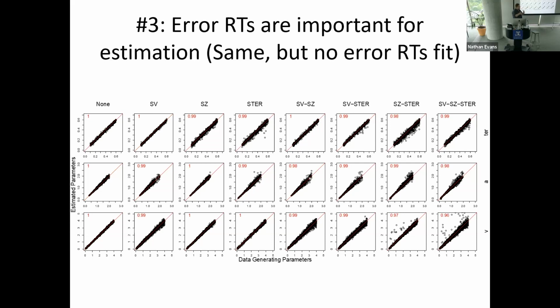But it seems pretty clear to me that there are aspects of the shape of the response time distribution that are informing SV and SZ a lot better than we think, whereas we think it's the difference between correct and error RTs. It seems to be heavily informed by the shape of the correct response time distribution.